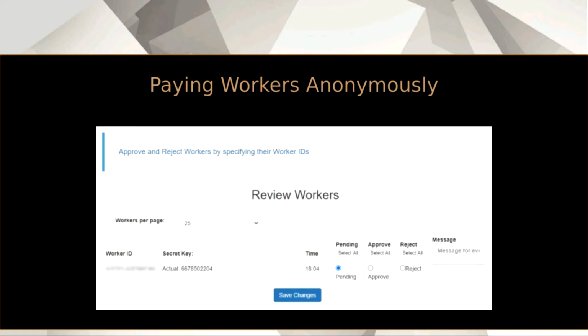So if I approve and then save it, then they pay them. So that handles all the money for me. I never had to know them. The anonymity is kept the whole way through. That's what it looks like.